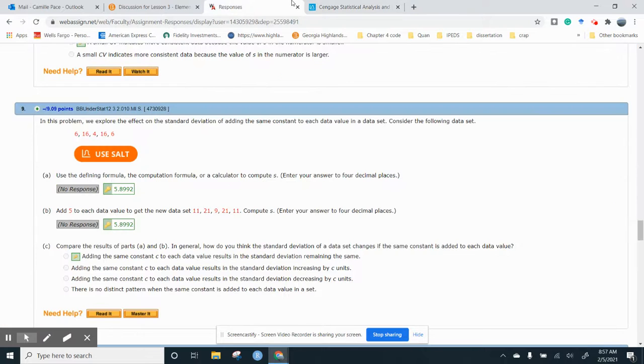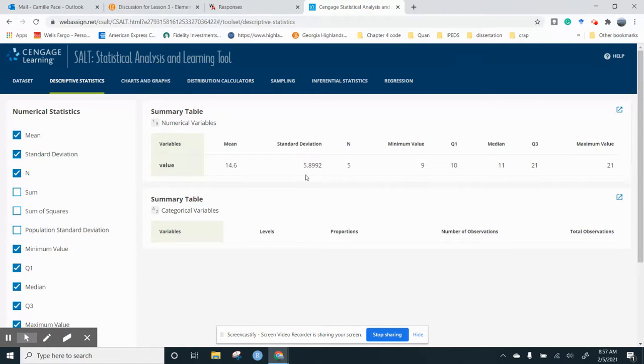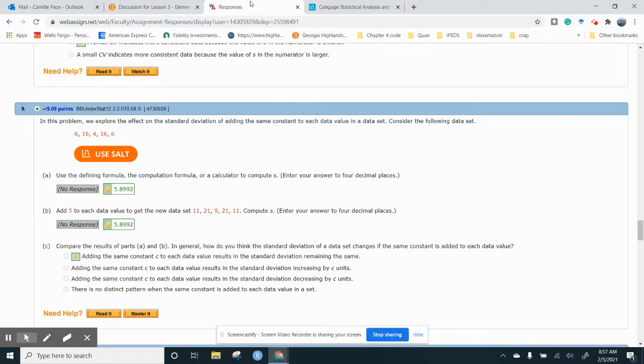And look what it did for me. It gave me the exact same standard deviation, 5.8992. Okay, so something's going on with that. When you add something to every value, you get the same standard deviation because everything is shifting the same way. So think about this. I'm going to show you in a minute. It's going to get weird. So when you add the same number to every value in a data set, your standard deviation doesn't change.